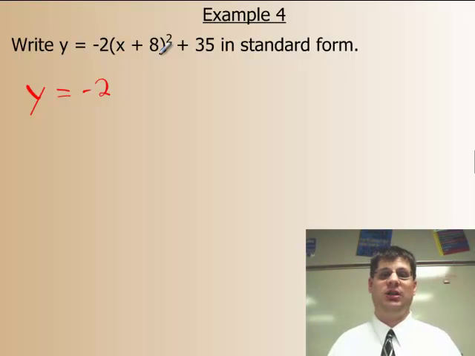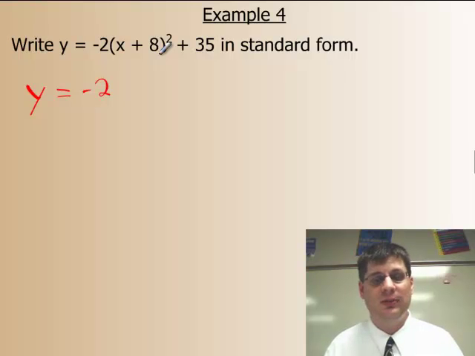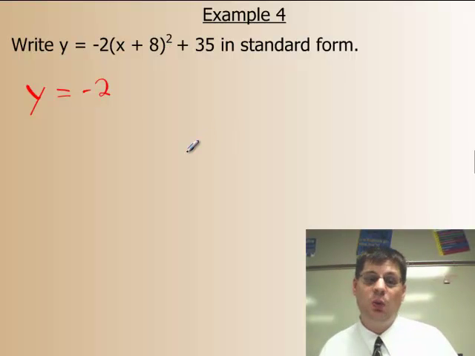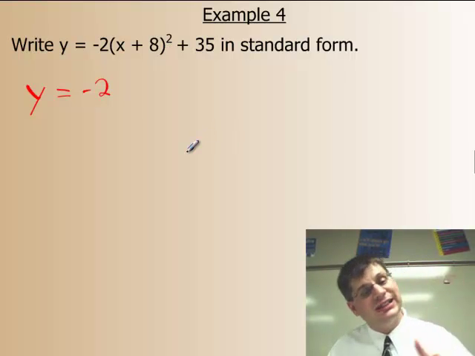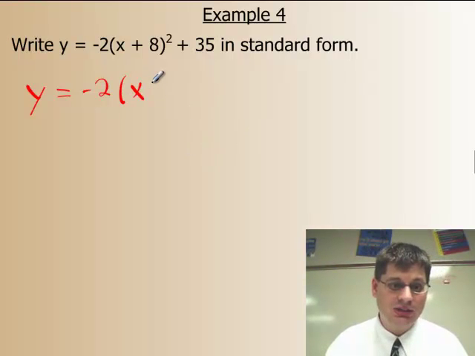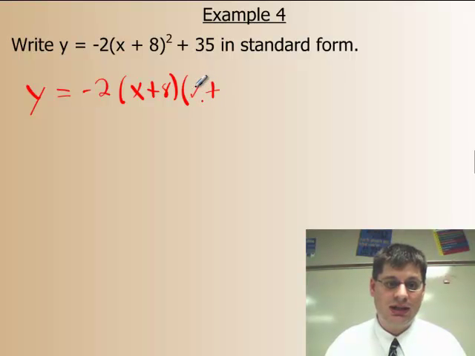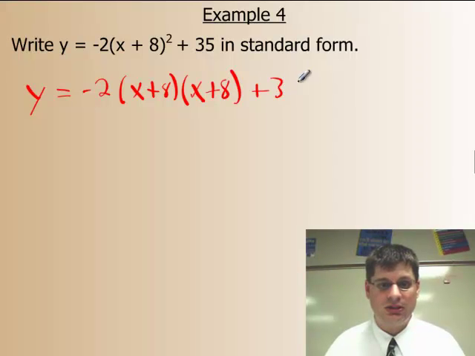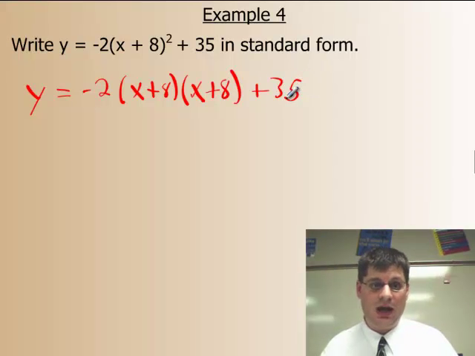I emphasize that because every year people distribute exponents. And it's a tragedy because it leads to wrong answers. And so what's going on here is you're saying x plus 8 squared. Well, if you know x squared is x times x, x plus 8 squared is simply x plus 8 times x plus 8, and then plus 35.